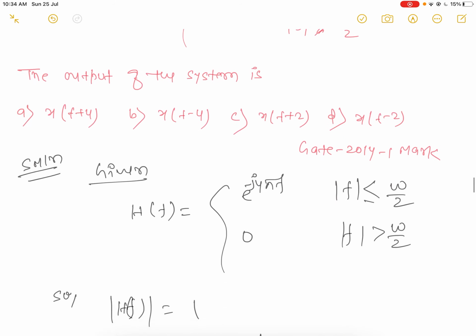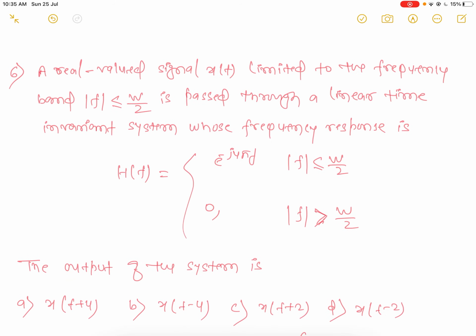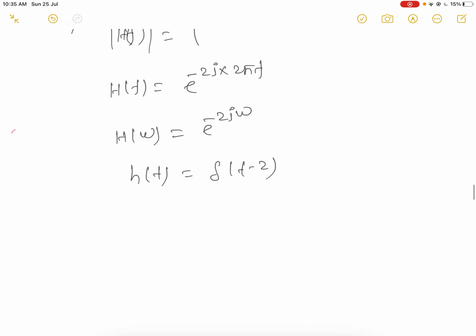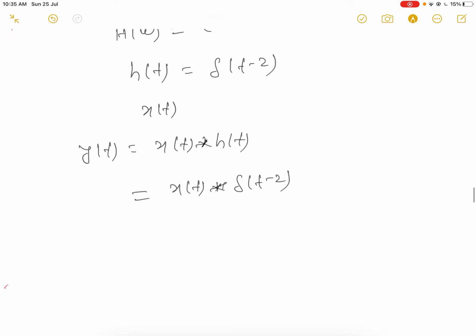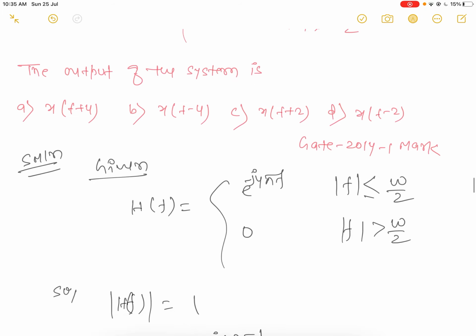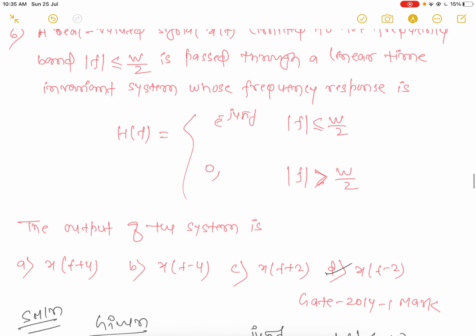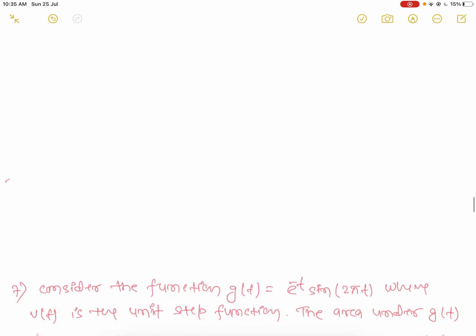and the output of the system, a real signal through the linear time invariant system. And then what will happen, when you take xt as an input, any input, then output yt is equal to xt convolution of ht. Then xt convolution of delta t minus 2. So our output will be x of t minus 2. So the right answer will be option D, x(t minus 2). This one was asked in GATE 2014 for 1 mark.